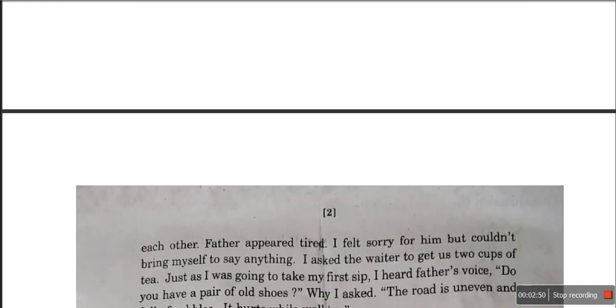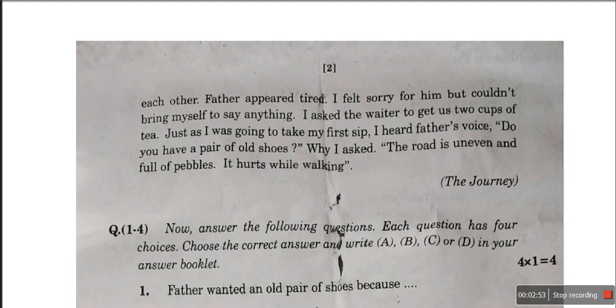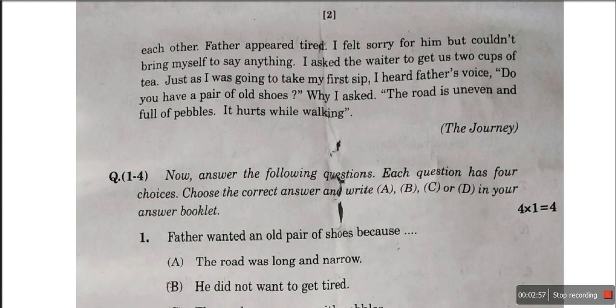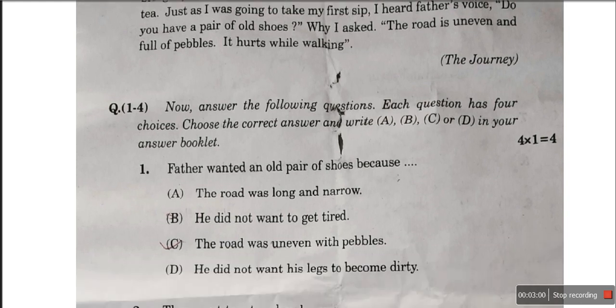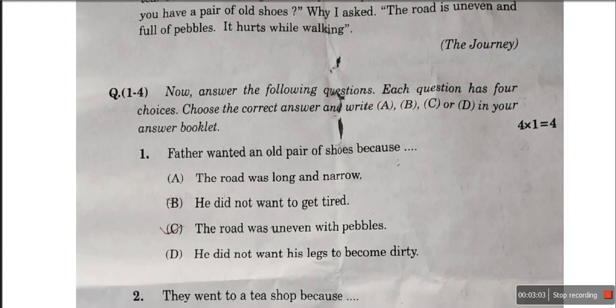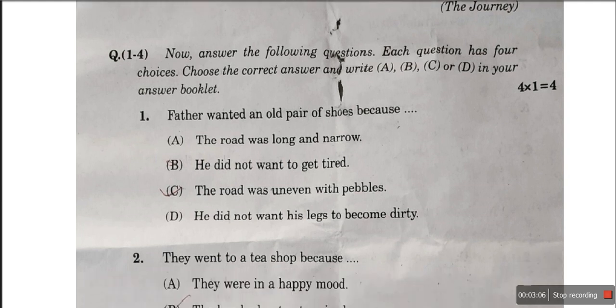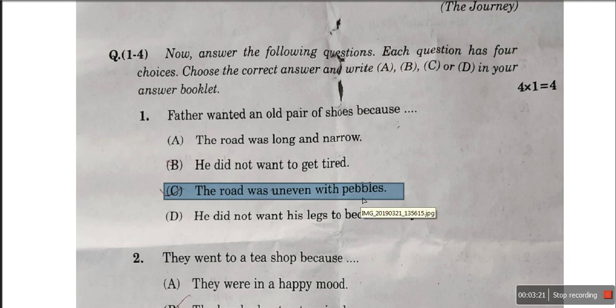Here the first question is: father wanted an old pair of shoes because... I hope you all can do this question because it is very easy. Because they both walked for a long time on the uneven road, the road full of pebbles. So blindly you can select the answer C. C is the correct answer for this question. Why? Because he has to walk on the same road which was uneven, there are many curves and it is full of pebbles, so his legs may hurt. That's why he asked his son for an old pair of shoes.